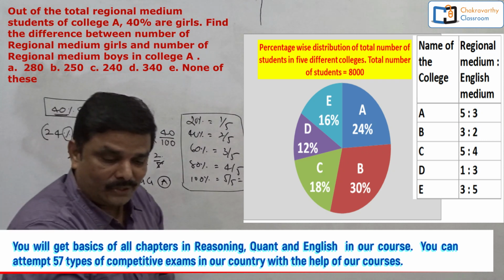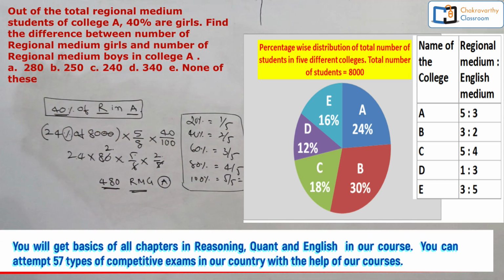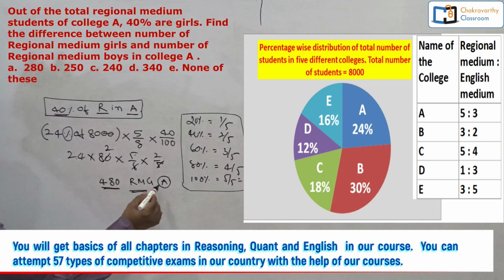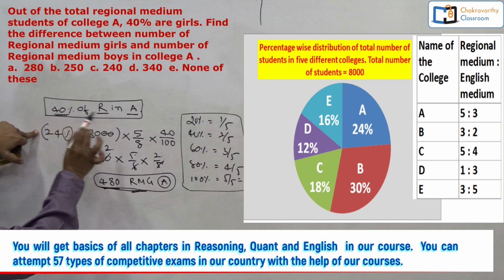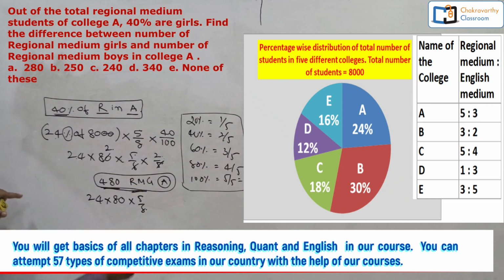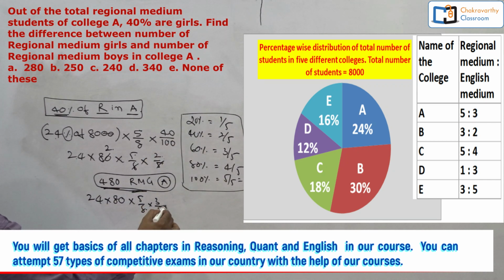Then they are asking the question in this way: the difference between the number of regional medium girls and the number of regional medium boys in college A. Now I need to find regional medium boys, because regional medium girls I already got. Regional medium boys: first of all, 24% of 8,000, that is 24 into 80, the total number. Regional medium is into 5 by 8. Boys means, girls are 40%, so boys are 60%, that is 3 by 5.